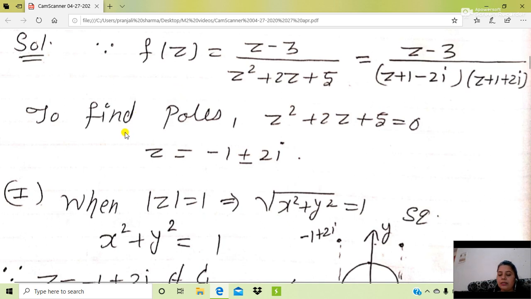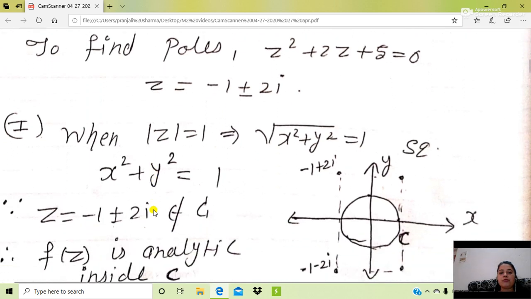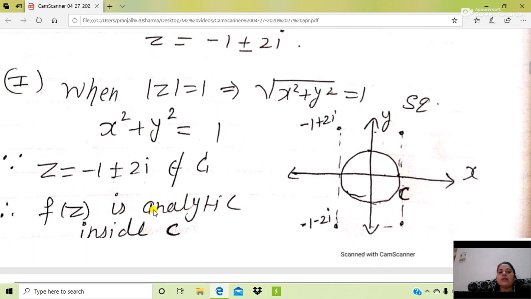Now let's consider the first curve. The first curve was mod z is equal to 1. Since z is equal to x plus iy, and by mod formula it will be equal to root over x square plus y square, which is equal to 1. So by squaring both the sides, it is x square plus y square is equal to 1, which is a circle whose center is (0, 0) and radius is equal to 1. So here is the circle whose center is (0, 0) and radius is equal to 1.